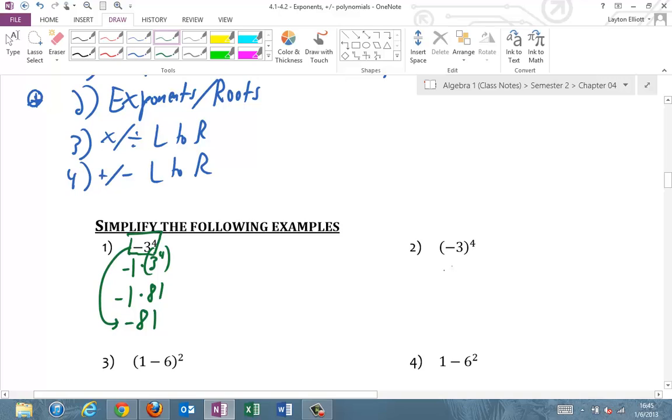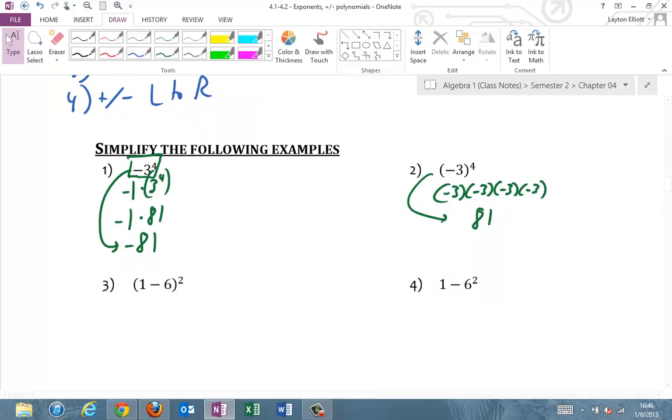Number 2, this is really negative 3 times negative 3 times negative 3 times negative 3. 4 negatives makes a positive, and 4 3's multiplied together make an 81. So that gives us positive 81. Again, you should be able to go from the right to the final answer without showing a lot of work. Number 3 and 4 you really should do before you do this.